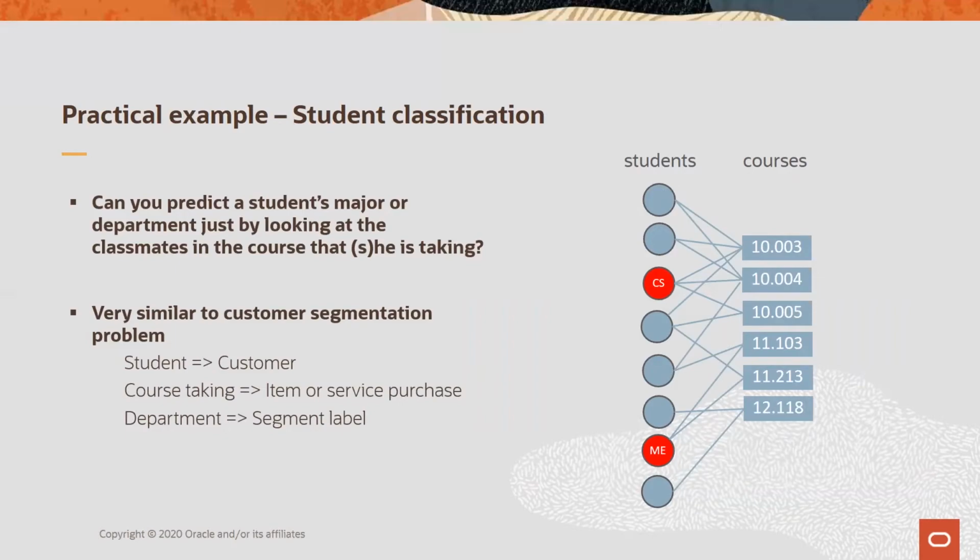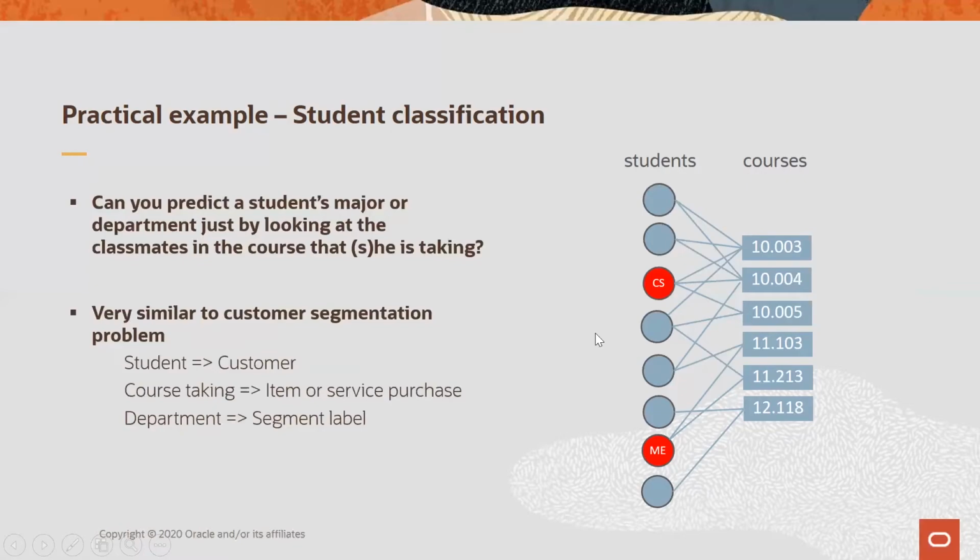Now, does this technique work? Well, let's look at an example. We have, again, used a practical example, in this case from student classification, where basically the question was whether you can predict a student's major or a student's department just by looking at the classmates in the course that he or she is taking, right? So we have a data set with a graph which has the students on the one side and the courses on the other side. We have this student taking that course, this student also taking the other course, this is a student which is labeled, so that's a computer science student in this case, taking this course, that course, and this course, and so forth.